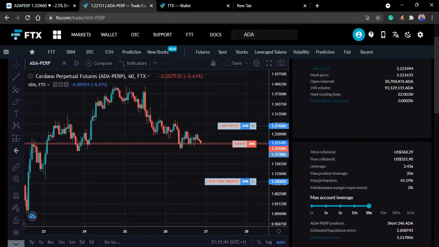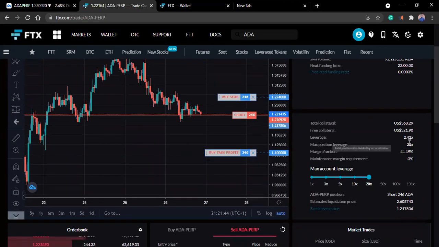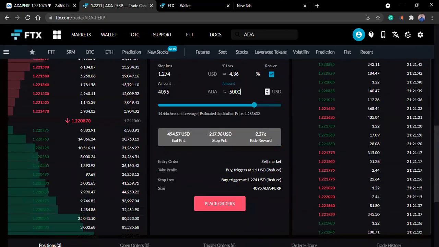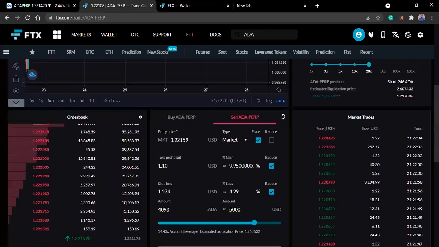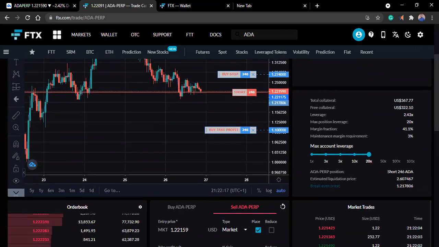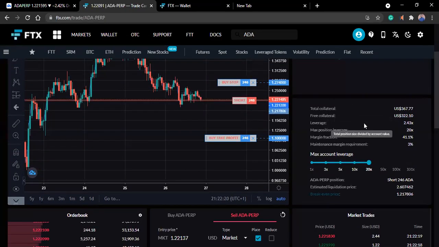Do you understand? So right now, I'm only using 2.4x leverage, even though I have the ability to use 20x. I don't want to go full margin, because if I go full margin, then all these trades that I have here, my liquidation price will just keep coming closer and closer and closer. My liquidation price for my entry will keep coming closer and closer. Why? I am over leveraging. Do you understand? So that is how you use leverage, position size, and your collateral and free collateral.